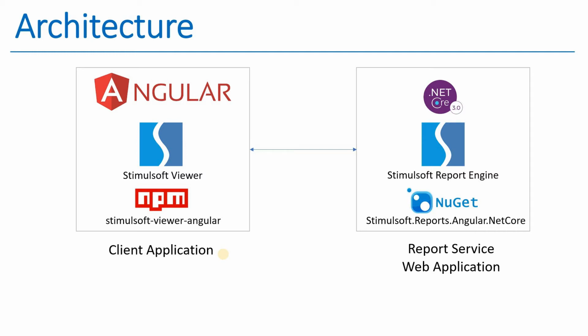By this architecture, we are separating our concerns into two. The reporting module is a separate module, and the front-end module, which is the Angular, is a separate module. To bring the reports to Angular, we need one package from npm, known as Stimulsoft Viewer Angular. So the architecture is pretty simple. For the report serving module, we need one NuGet package, and for the Angular UI, we need one npm package. That's all we need to build the reports for Angular. Now let's see how we can build it.